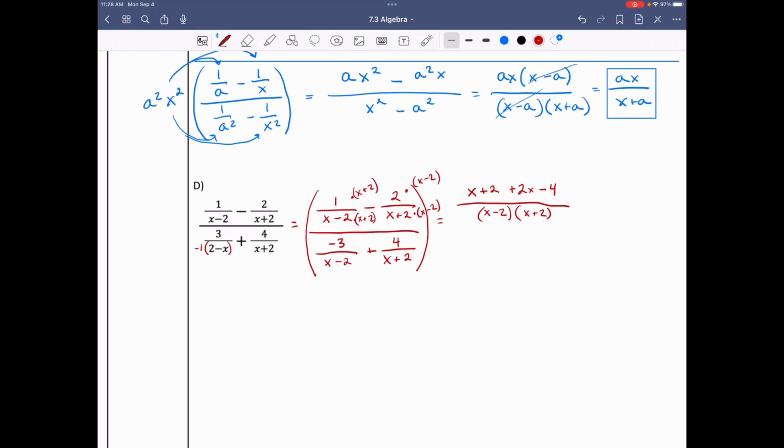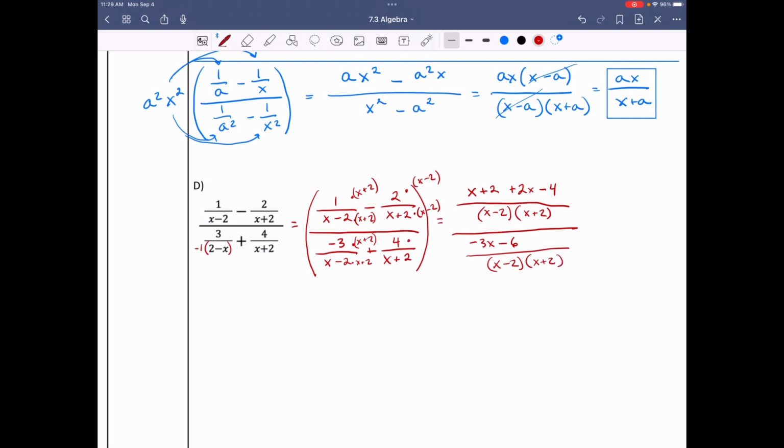All right, and in the denominator, I'm going to multiply this one by x plus 2. So negative 3 times x is negative 3x, and negative 3 times 2 is negative 6 over x minus 2, x plus 2.